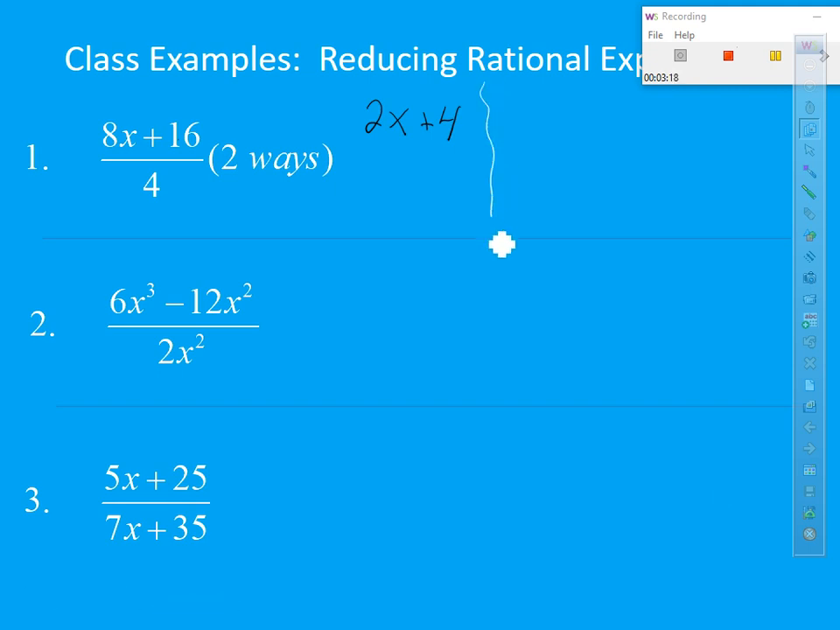Now, the other way to think about it: when you look at 8x plus 16, can you factor anything out of that? Well, I could factor out an 8, but I could also factor out a 4, which leaves me 2x plus 4 over 4, and then those 4's divide out. Now, once again, guys, we're looking for that common factor. Same with your number 2. I'm going to take 6x cubed over 2x squared and get 3x. I'm going to take 12x squared over 2x squared and get 6. So there, I just reduced that.